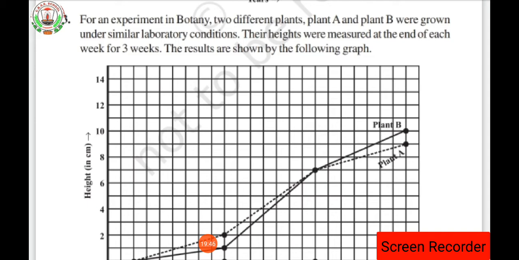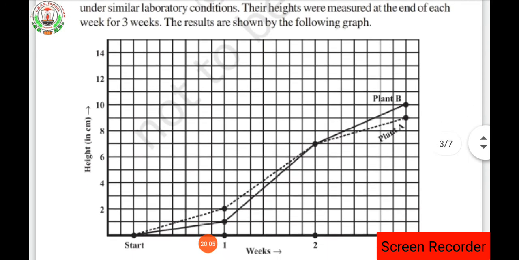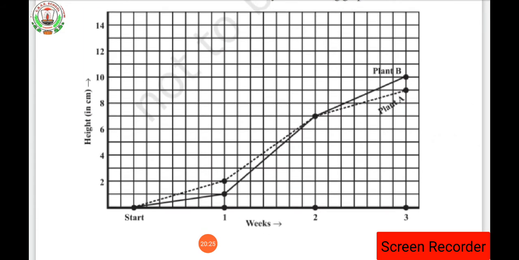For an experiment in botany, two different plants, A and plant B, were grown under similar laboratory conditions. Their heights were measured at the end of each of 3 weeks. The results are shown by the graph. So here some graph is being shown, isn't it? Here the botany lab is there, and some experiment is done between the two plants. The names of the plants are A and B. So every week they measure the height of the plant, and according to that measurement the graph is being drawn.